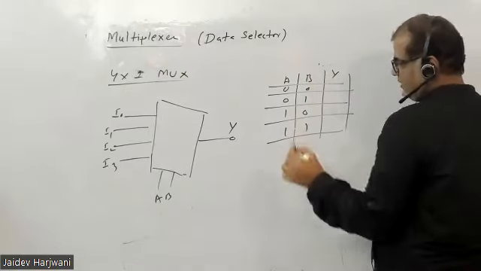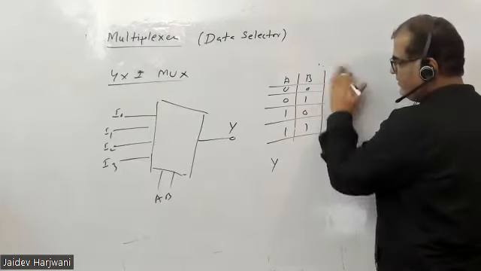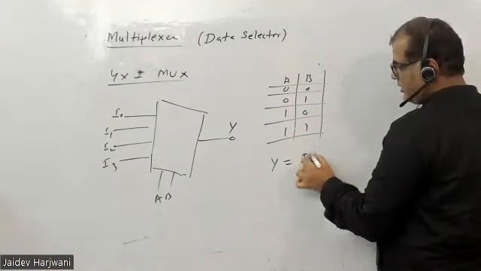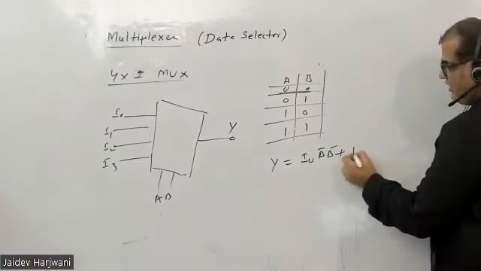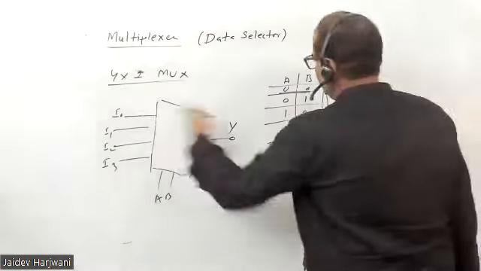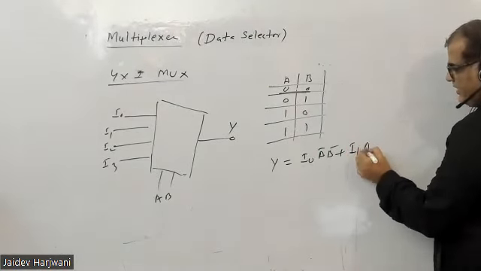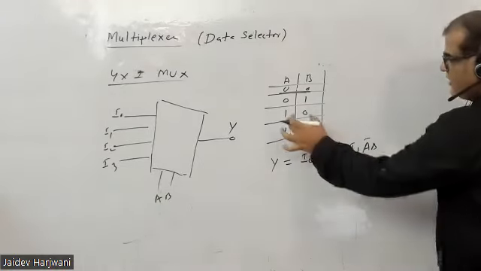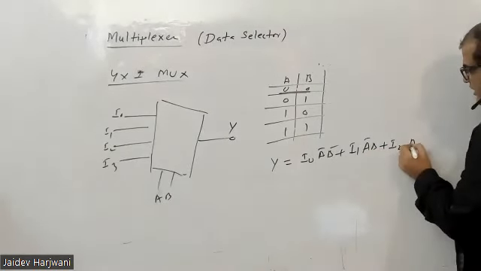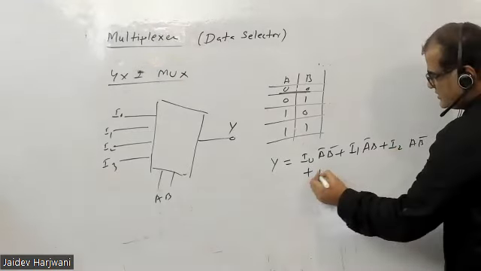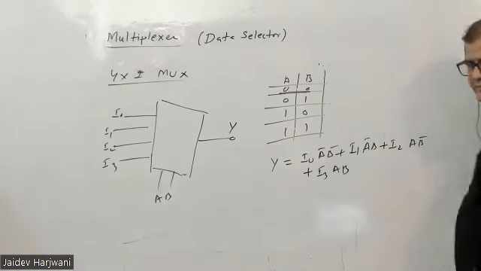Now you want output Y. Okay. Output Y. What will be the output Y? So output Y will be basically your I0 into the first state, this one, A bar B bar. Okay. 0 0 means first input. 0 1 means this is I1 into A bar B. Okay. Similarly, this is 2, it will multiply with I2. So this is 1 0, that is A B bar, and the last is your I3. What will I3 be? It is 1 1, so AB. So this is your output.